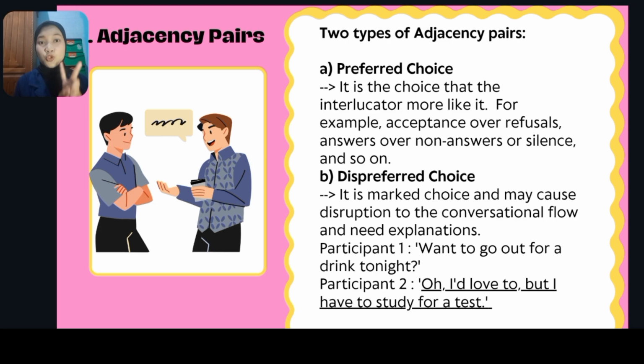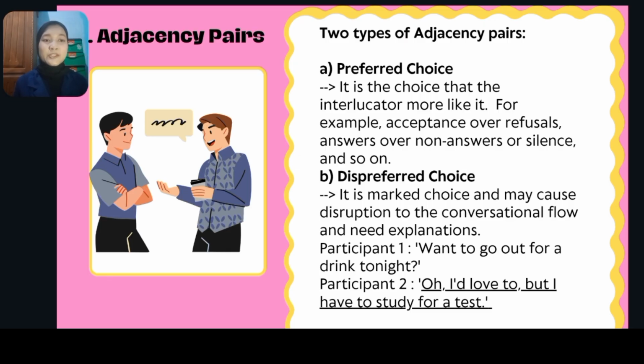And then there are 2 types of adjacency pairs. The first one is the preferred choice. The preferred choice is the choice that the interlocutor likes more. For example, we prefer acceptance over refusals when we ask someone, and we want answers when we ask someone a question, rather than non-answers or silence. And the second is the dispreferred choice.